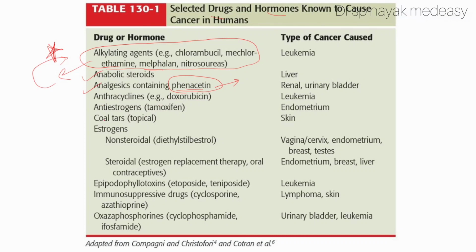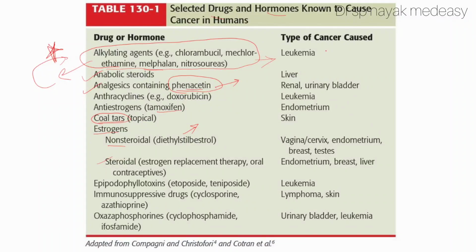And anthracyclines, we have anti-estrogens like tamoxifen, coal tar. Topical exposure with coal tar can cause cancer. Those who are working with coal tar have risk. And estrogens, non-steroidal estrogens like diethylstilbestrol, which is used as an oral contraceptive. Even these can cause cancer, and some steroidal estrogen substances. And immunosuppressive drugs, all these. And these specific drugs have carcinogenic effect on certain tissues.